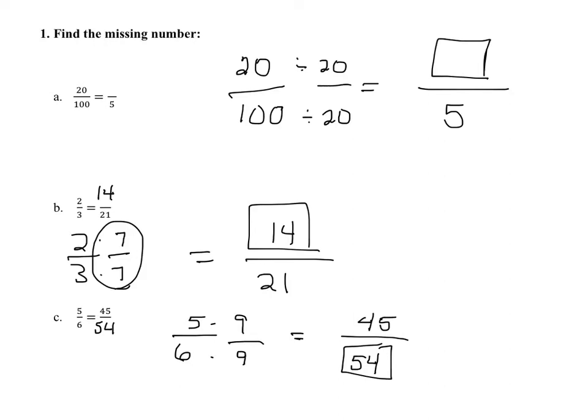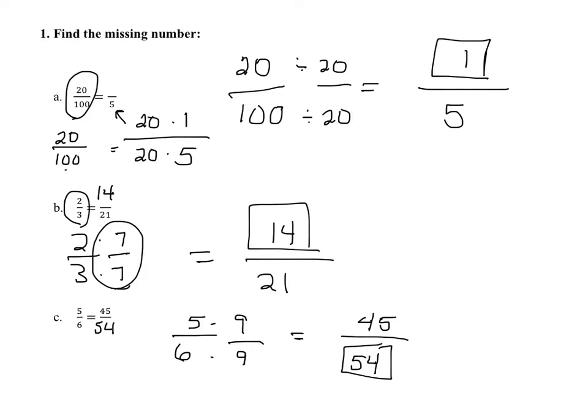So 20 divided by 20 is 1. So if you have bigger numbers here than here, you might divide by a number. And then if you have smaller numbers, it's always better to multiply. But, I mean, I could reverse this and say that 5 times 20 is 100, and 1 times 20 is 20, and be more mathematically sound.